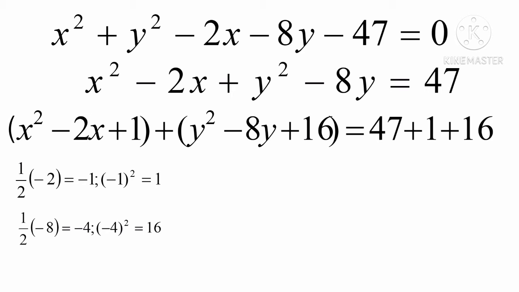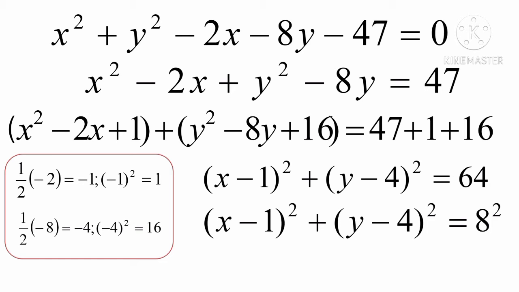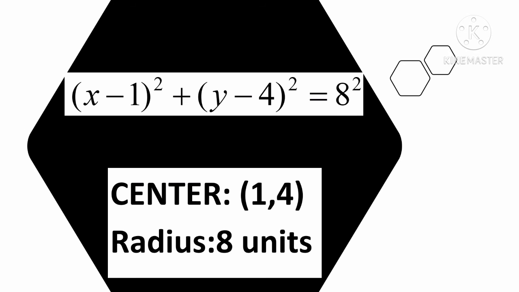So in this form, we can transform the perfect trinomials into the standard form of the equation of a circle. So we have here the quantity (x - 1)^2 + (y - 4)^2 = 64. Now 64 is the result of 47 + 1 + 16. So with this equation, we have the standard form, and we can now determine the center and the radius of the circle. So since r squared is 64, the radius is 8 units and the center is (1, 4).